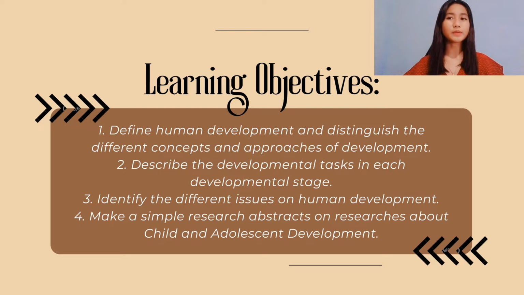Second, describe the developmental tasks in each developmental stage. Third, identify the different issues on human development. And lastly, make a simple research abstract on researches about child and adolescent development.